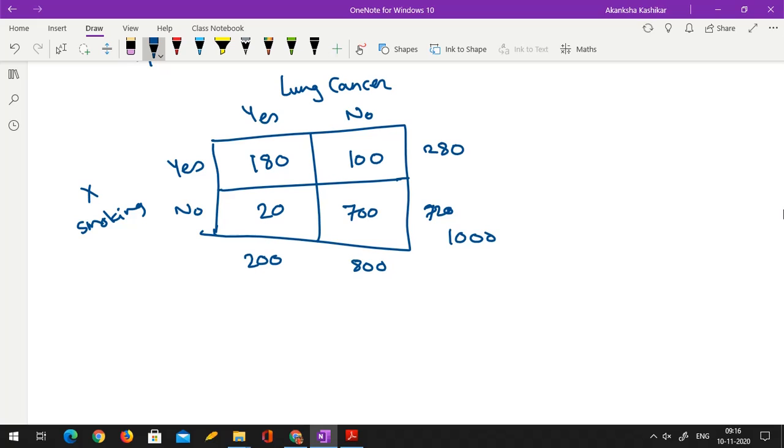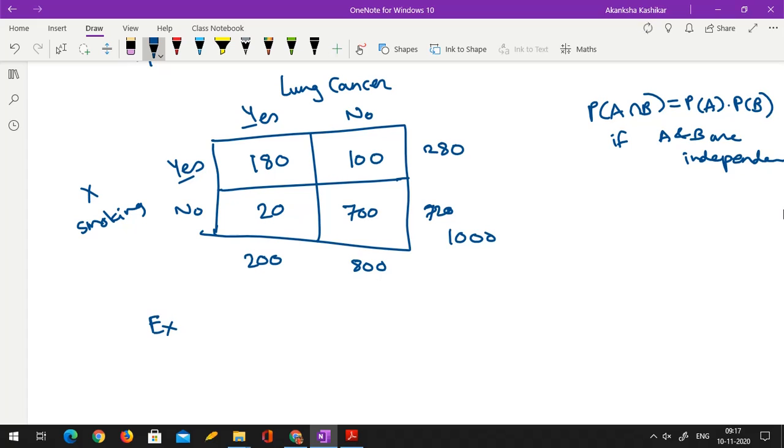Now if smoking and lung cancer were not related at all, then it would mean that the probability of having yes here as well as yes here, these two are independent of each other. And we know from the basics of probability theory that the probability of A intersection B is the probability of A times the probability of B if A and B are independent. You must have done this in the first semester. So that is the logic behind the construction of the test statistic here.